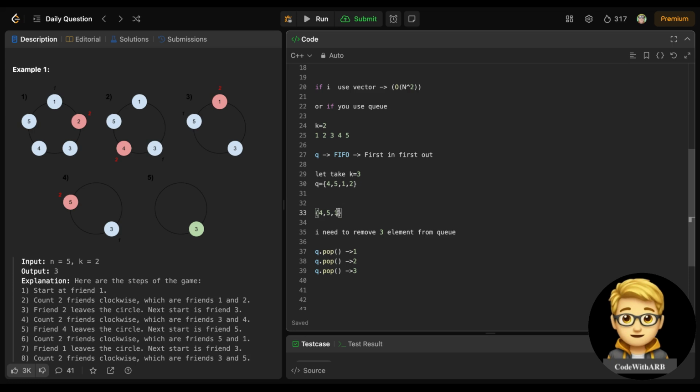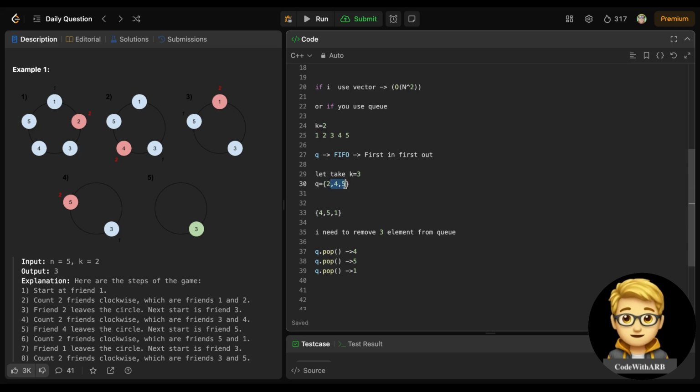Now this 1 is just for visualization purposes. I don't want 1, so I need to remove it. For removing it, I need to remove all the elements before it and insert them at the last position. So 4 removed, 5 removed, and 1 removed, right? But this 1 should be permanently removed from the queue because we don't want it, and this 4 and 5 must be pushed back because we want them. So 4 5 1 is ultimately removed, right?